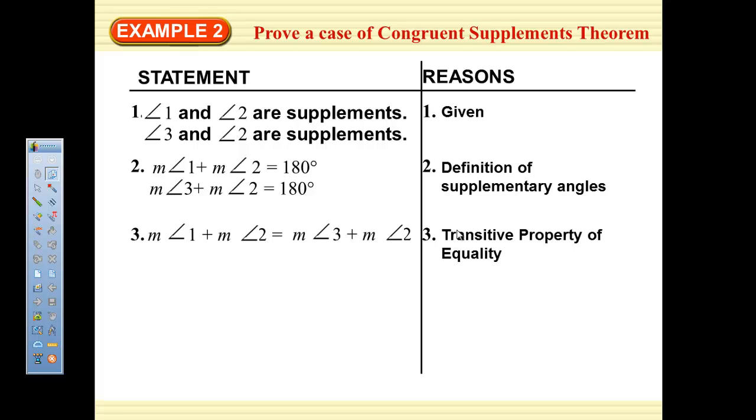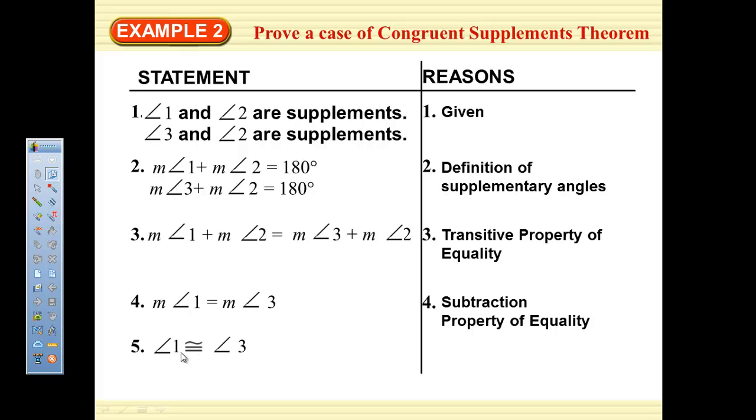Then, remember, we want to state that 1 and 3 are congruent. If you notice, there's a measure of angle 2 here and a measure of angle 2 here. We can subtract that out, and that gives us the measure of angle 1 is equal to the measure of angle 3. Again, the reason there is subtraction property of equality. Finally, whenever we go from equality to congruence or congruence to equality, the reason for that in this case is the definition of congruent angles. If those were segments and we did the same thing, it would be definition of congruent segments. And we've gotten where we need to go.